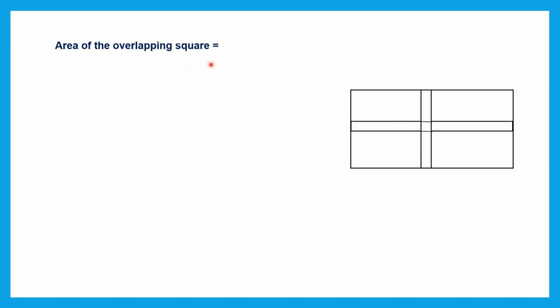We have to find the area of the overlapping square. For that, we need the length and breadth, isn't it? So the width of the road into the width of the road. So how did we get that? Now this width is 2.5. It's the same here. This is 2.5.